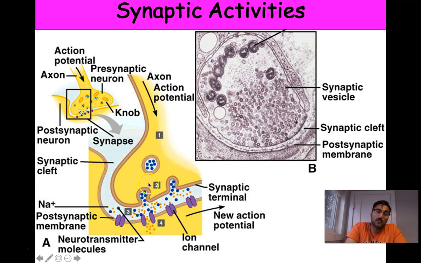So vesicles release neurotransmitters. The vesicle comes up to the membrane of the presynaptic neuron and releases them. All the neurotransmitters are in the synaptic cleft, and then those neurotransmitters are going to bind to receptors, very specific receptors, on the postsynaptic neuron, which will create some sort of a signal, either an excitatory signal or an inhibitory signal, a turn off or a turn on signal on the postsynaptic neuron.